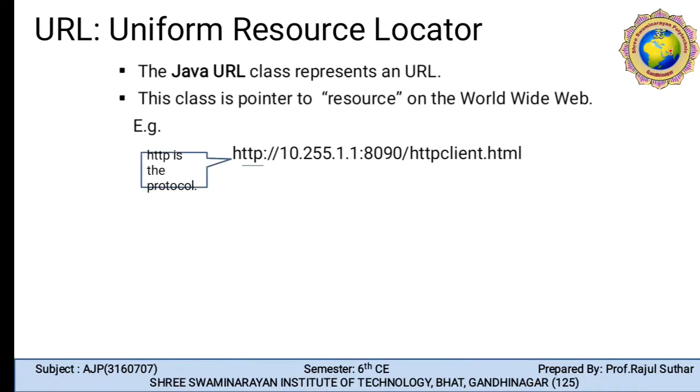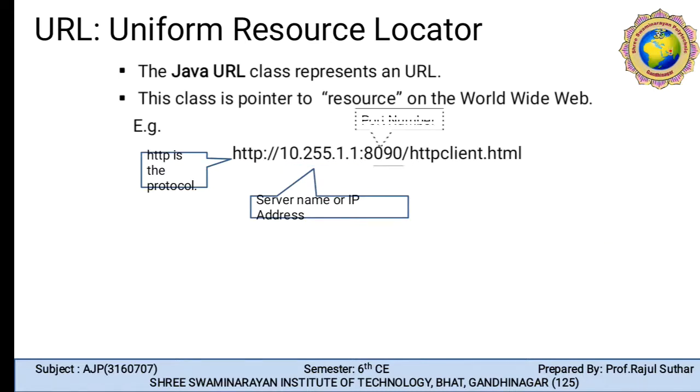You can write FTP instead of HTTP, or you can write Gopher. But these days most websites use HTTP, or HTTPS for secure sites. The second component is the host name or IP address, so the second is the server name or IP address. Then the third thing is the port number. Here 8090 is nothing but the port number. Generally we use port number 80 for HTTP.